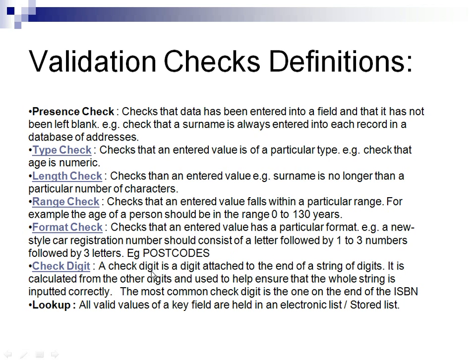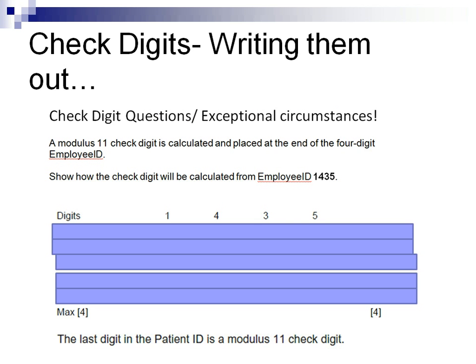A format check is making sure the data follows a certain format like postcodes or car registration numbers. We've got a check digit, which is a digit added to the end of a number. It's calculated from the other digits and used to ensure that the whole number is inputted correctly. A common check digit is one used at the end of a barcode or ISBN number. And we've got lookup, where valid values of a key field are held in a list or a database. So, check digits. This is my advice for writing them out.